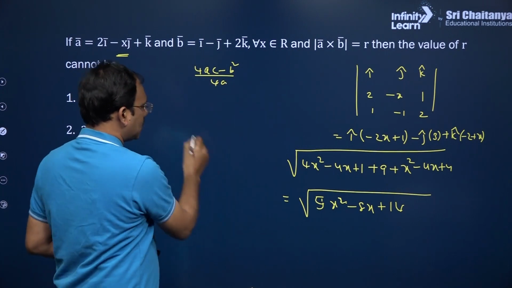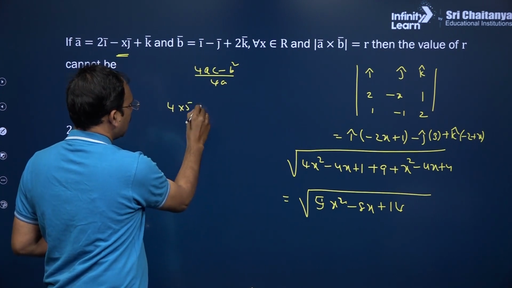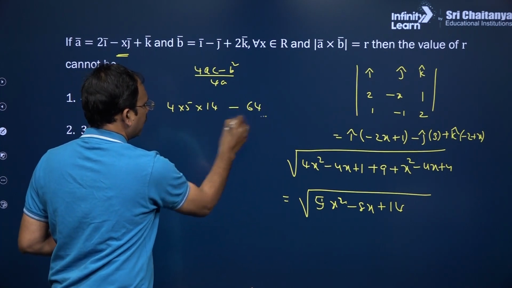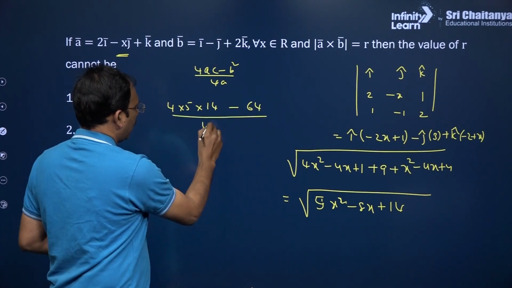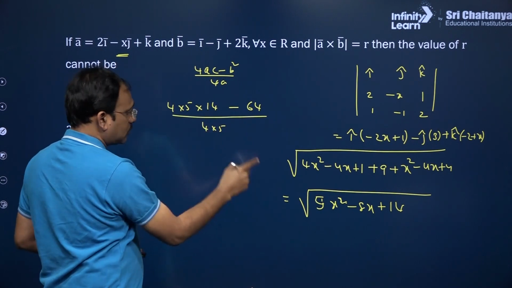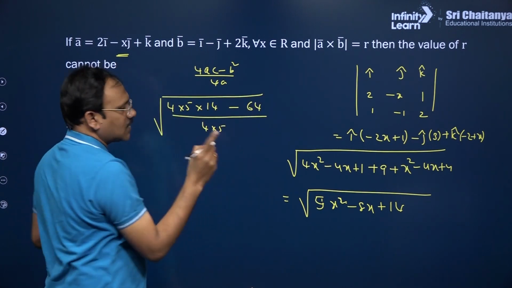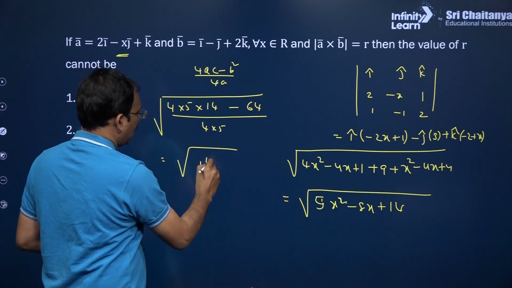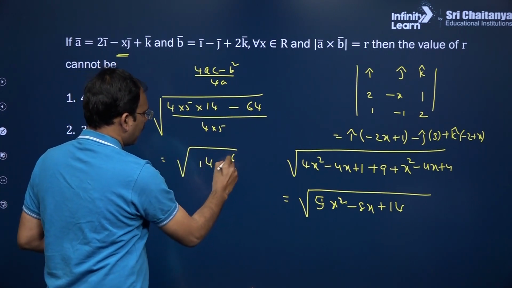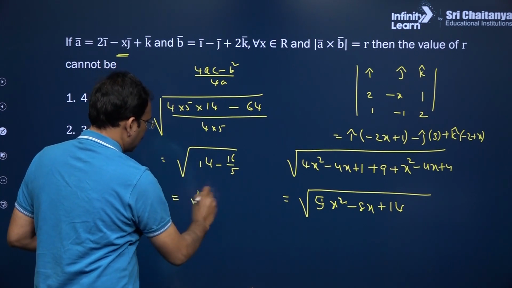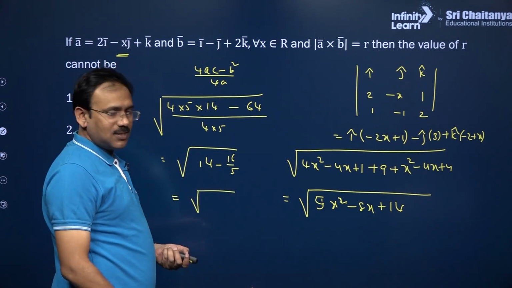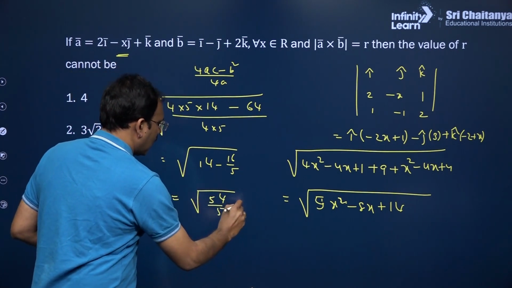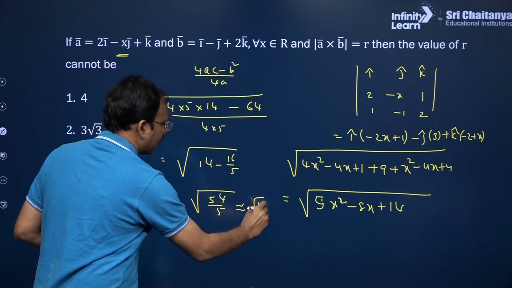That is, my dear friends, 4ac minus 64b square by 4a, 4 into 5. Of course, the square root is there. So this expression's minimum value is this. You can say, my dear friends, 14 minus 16 by 5, which is 70 minus 16. So 54 by 5, approximately root 11, my dear friends.